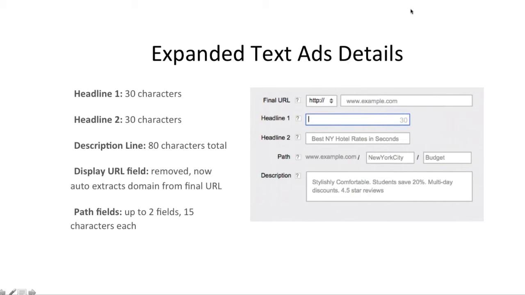Next is the description line, which now gives you 80 characters in total, as opposed to the old format, which gave you 70 characters total.